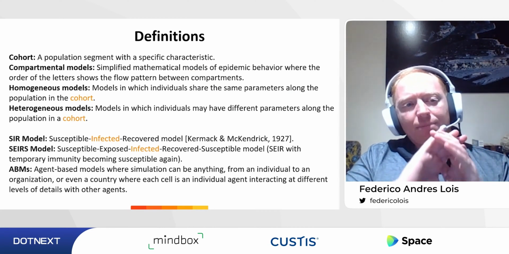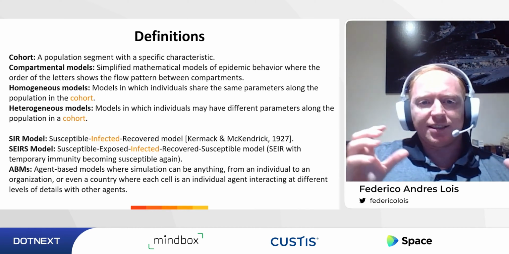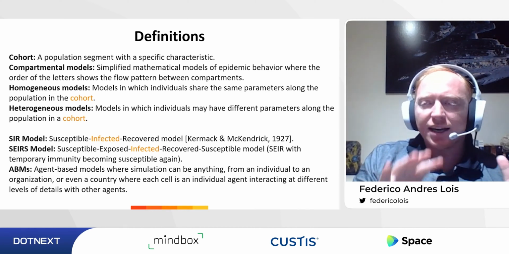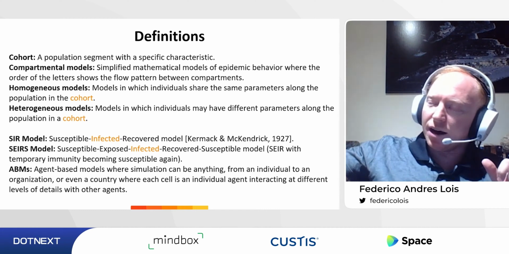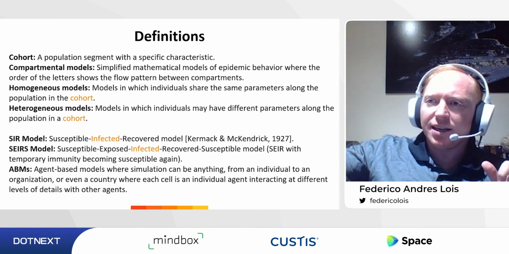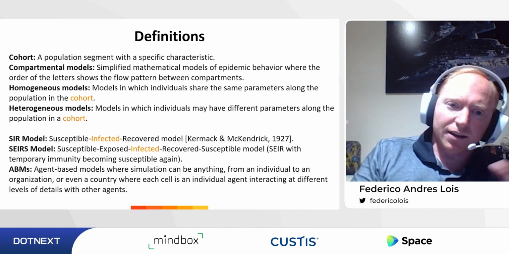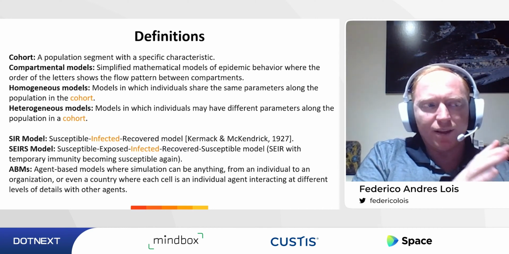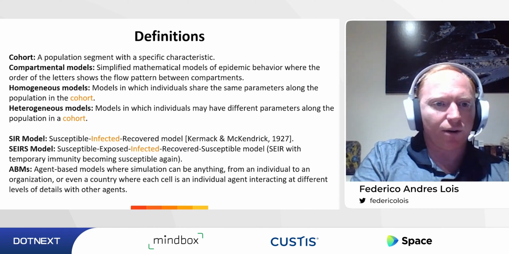Then we're going to be talking about cohorts. Cohorts are a population segment with a specific characteristic. In our case, we are going to be talking about older than 60 and younger than 60 which are healthy.